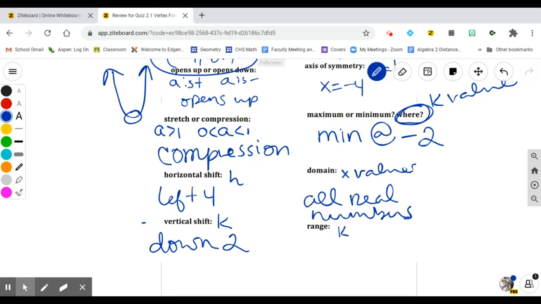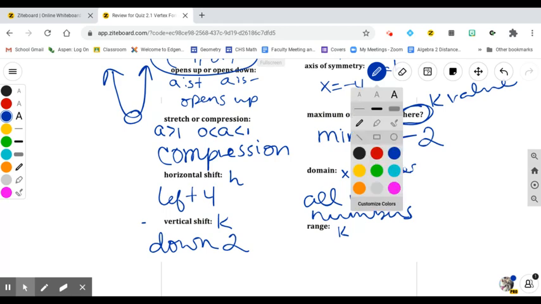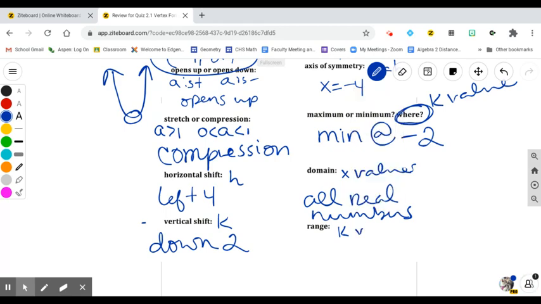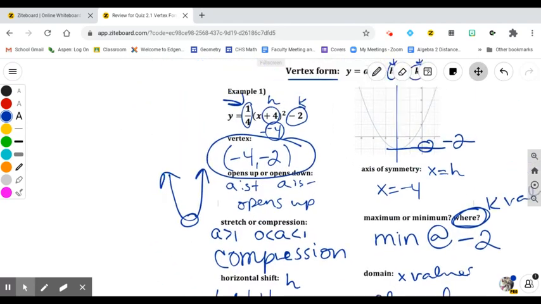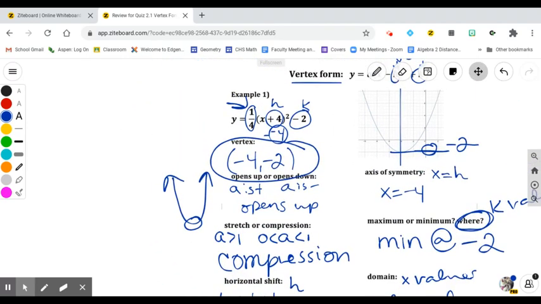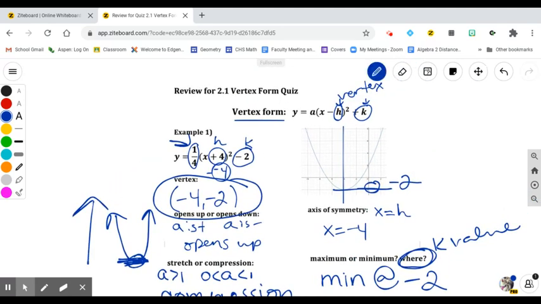And you also think about, is y greater than or equal to that k value? If we look at the equation, we know that it opens up, right? So that means this is a low point, it has a minimum, so y is greater than, because everything is above it. If you're doing this from a graph, it's the same idea. This is your minimum, this is a low point, and so the graph is all above it, which is greater than.